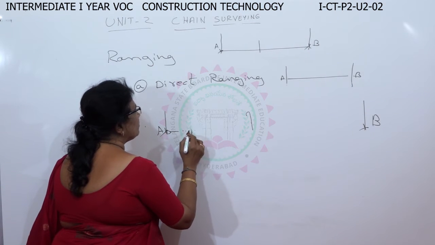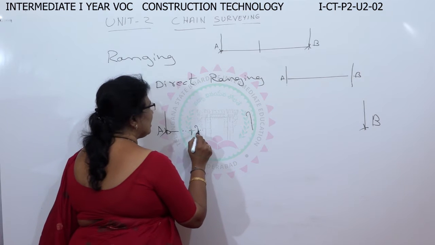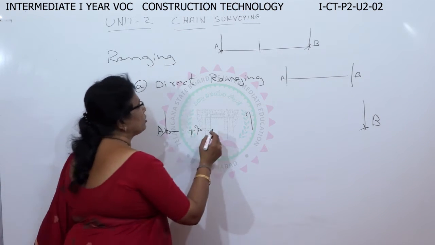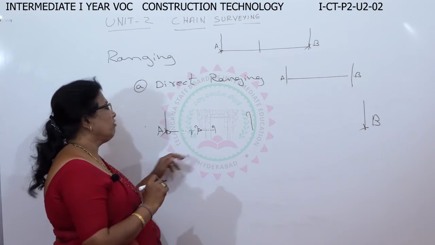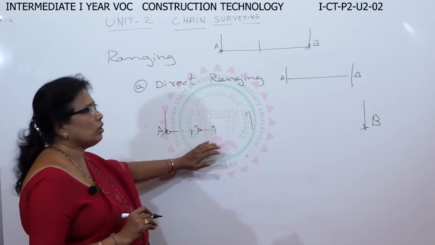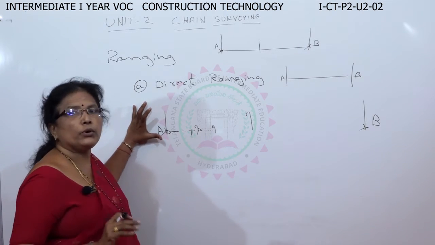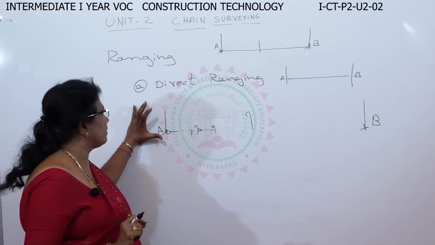Then at the end of the chain line, you have to fix one arrow. Again, this person will come here and proceed in the direction which has to be measured. And again, at the end of the chain line, we'll fix another arrow, and so on the chaining process is done. This is how you do direct ranging by eye judgment.